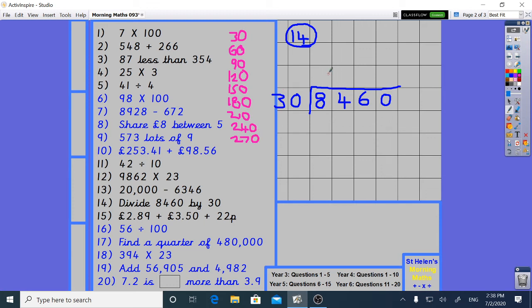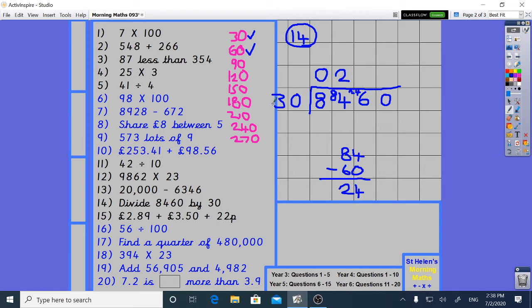Okay, how many 30s in 8? Definitely 30 is too big to fit into 8. How many 30s in 84? 1, 2. We've only got 84 though, not 90, so 2. I counted up to 60, but that says 84. The remainder is 84 take away 60, which is 24, isn't it? 24.